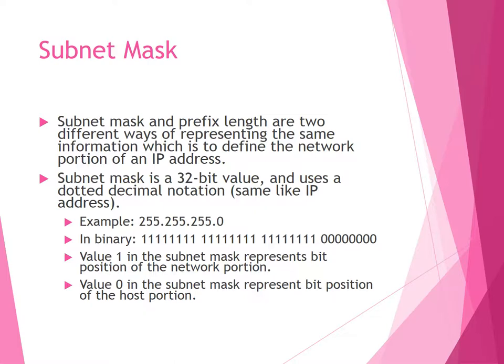Subnet mask and prefix length are two different ways of representing the same information, which is to define the network portion of an IP address. Subnet mask is a 32-bit value and uses a dotted decimal notation, like an IP address. Example 255.255.255.0. In binary, the first 3 octets are 1 and the last one is 0. Value 1 in the subnet mask represents the bit positions of the network portion. Value 0 in the subnet mask represents the bit positions of the host portion.